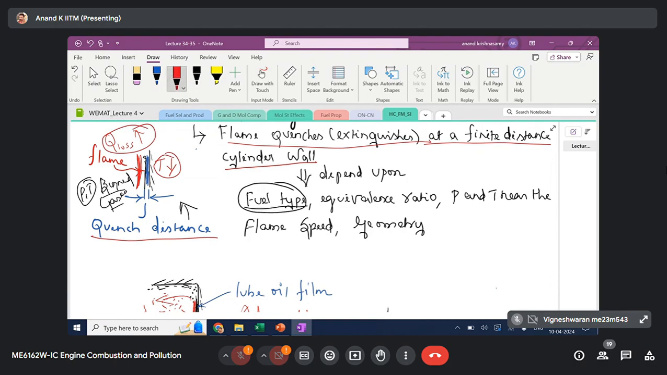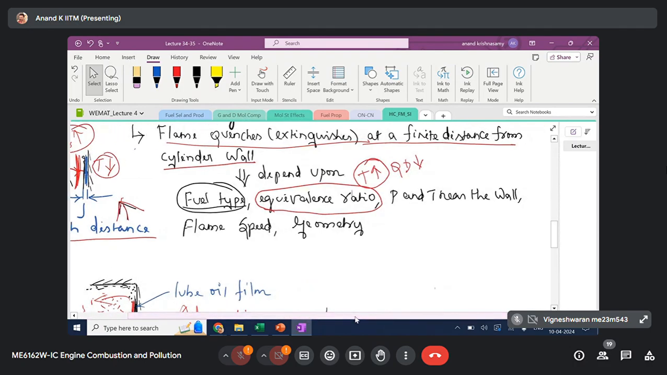The other parameter is equivalence ratio. For example, if you have a lean equivalence ratio, the temperature will be less, so the quench distance may increase because of the lower temperature. But if it is slightly rich, the equivalence ratio that results in higher temperature will reduce the quench distance. So quench distance is a function of equivalence ratio because it varies the prevailing temperature. Based on the temperature, heat loss is going to be different.